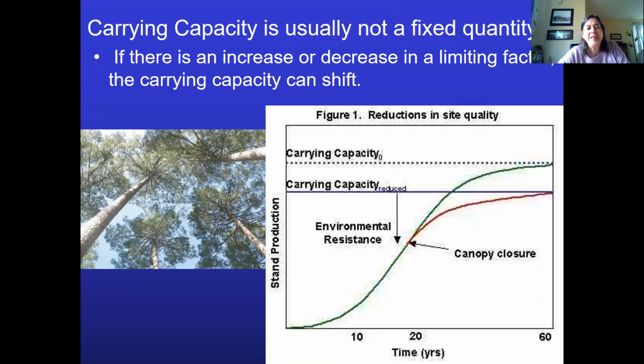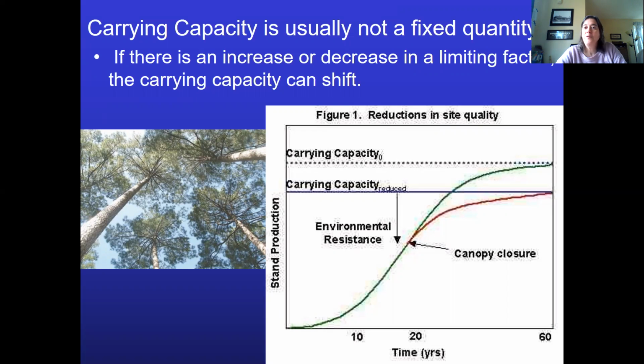Okay, so here's the other thing that's kind of hard when we talk about, well, how many people can the earth hold? Or when you're talking about any species in an area. The carrying capacity is not a fixed number. It tends to change. We've shifted our carrying capacity a lot of times. So if there's an increase or decrease in a limiting factor, the carrying capacity can shift.